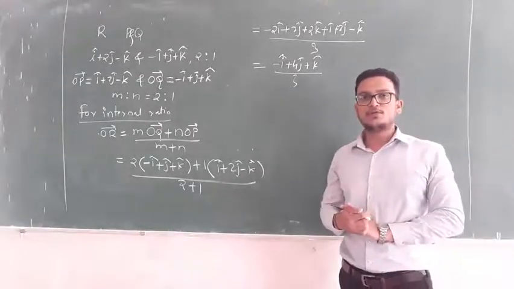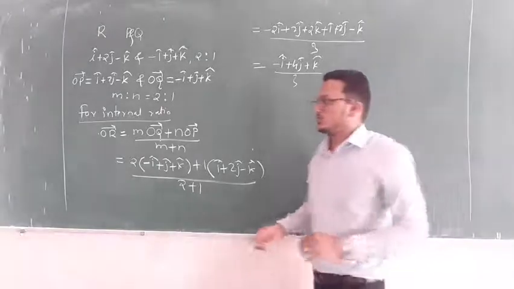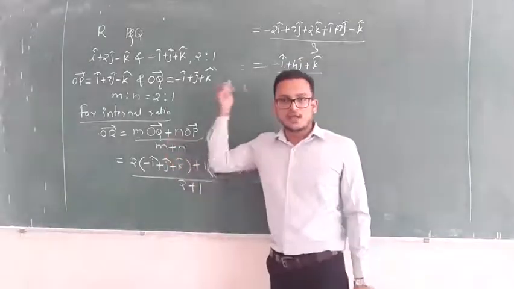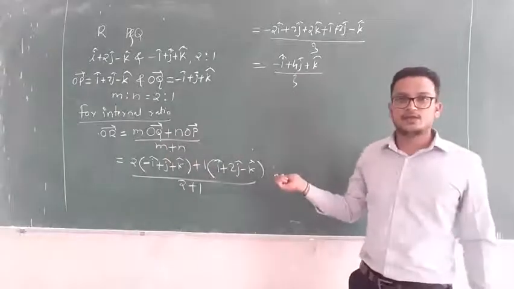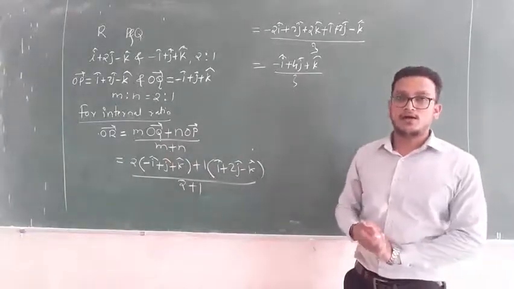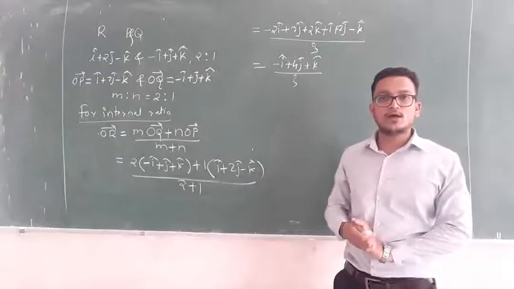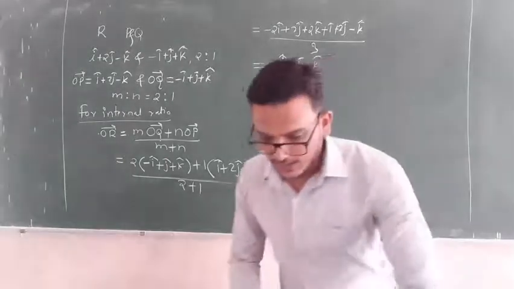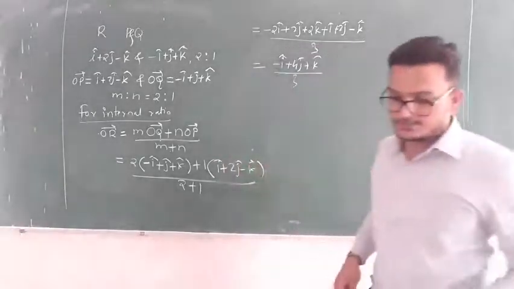Similarly, you have to calculate for external ratio. Just in the place of plus sign, you have to write minus sign, and as it is, you have to simplify. So you will get the position vector of the point R for external ratio. Next question I will take.